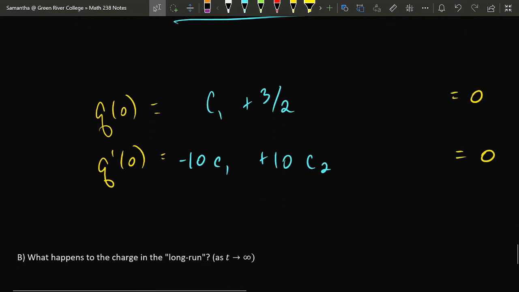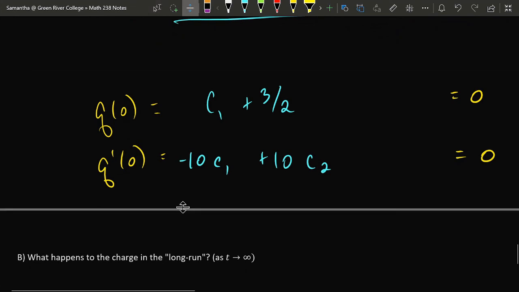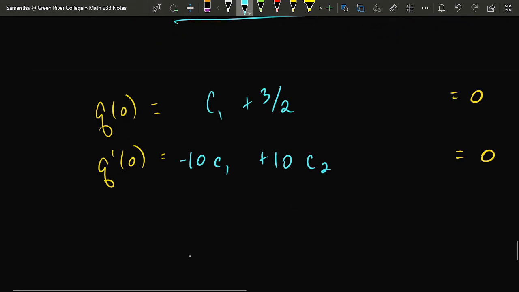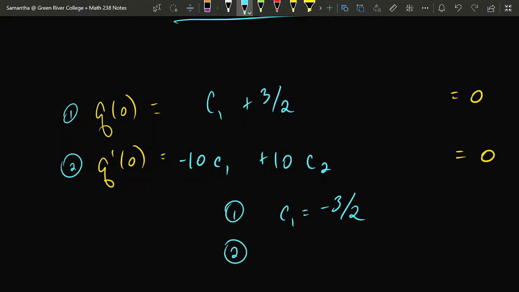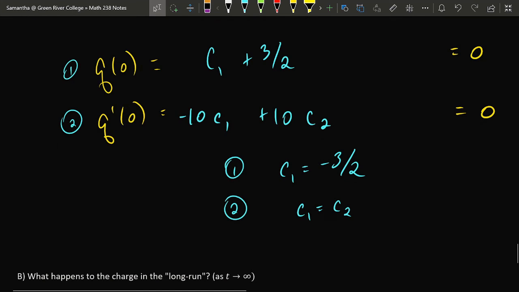So that's pretty convenient. From the first initial condition, I can tell right away that c1 is going to be negative 3 over 2. From the second condition, I can tell that c1 and c2 are going to be equal. And therefore, if I combine these facts, that means that c2 also has to be negative 3 over 2.